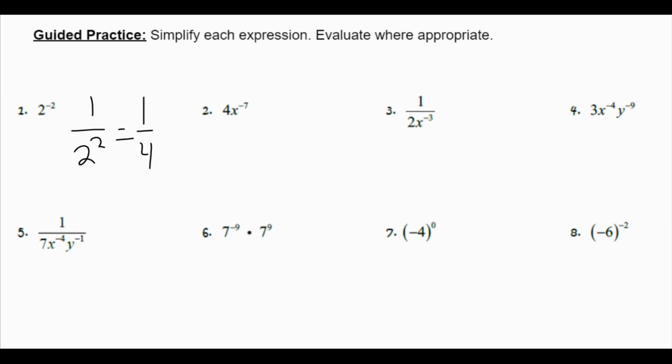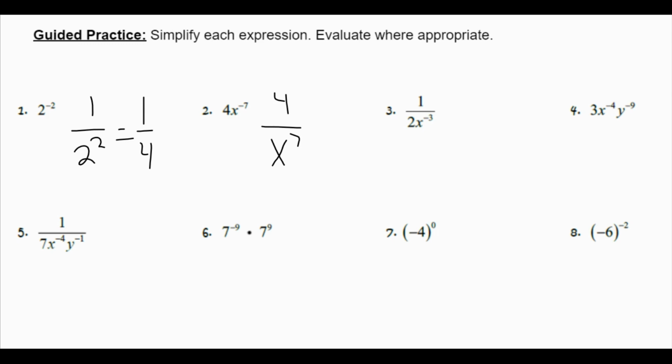Now, number 2, I have 4x to the negative 7. So now I have a base of 4 with no exponent and an x to the negative 7. The negative 7 is only attached to the x, not to the 4. So 4 is going to stay in my numerator, and then x to the 7 would be in my denominator. Because it's in the numerator, the reciprocal would be in the denominator.